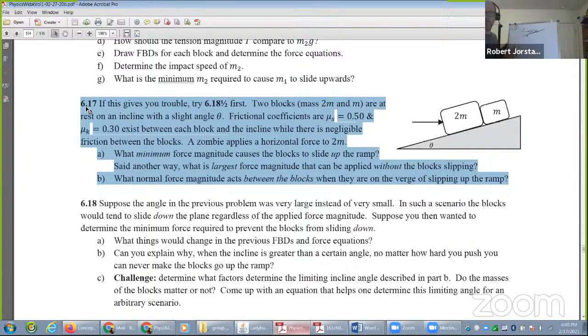Got an angle theta, got some blocks. We know mu static equals 0.5, mu kinetic. Remember, those are not friction. Those are coefficients of friction or frictional coefficients.